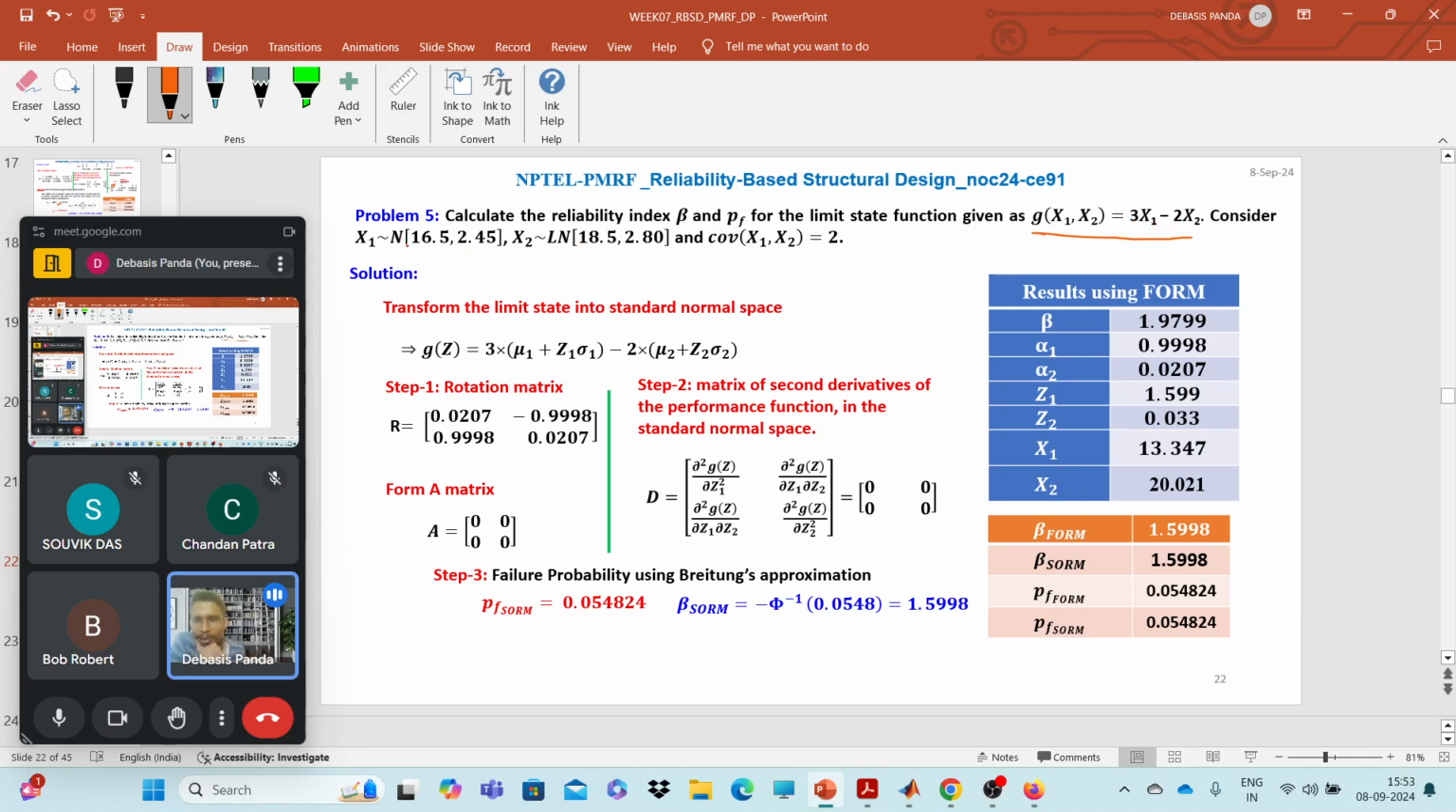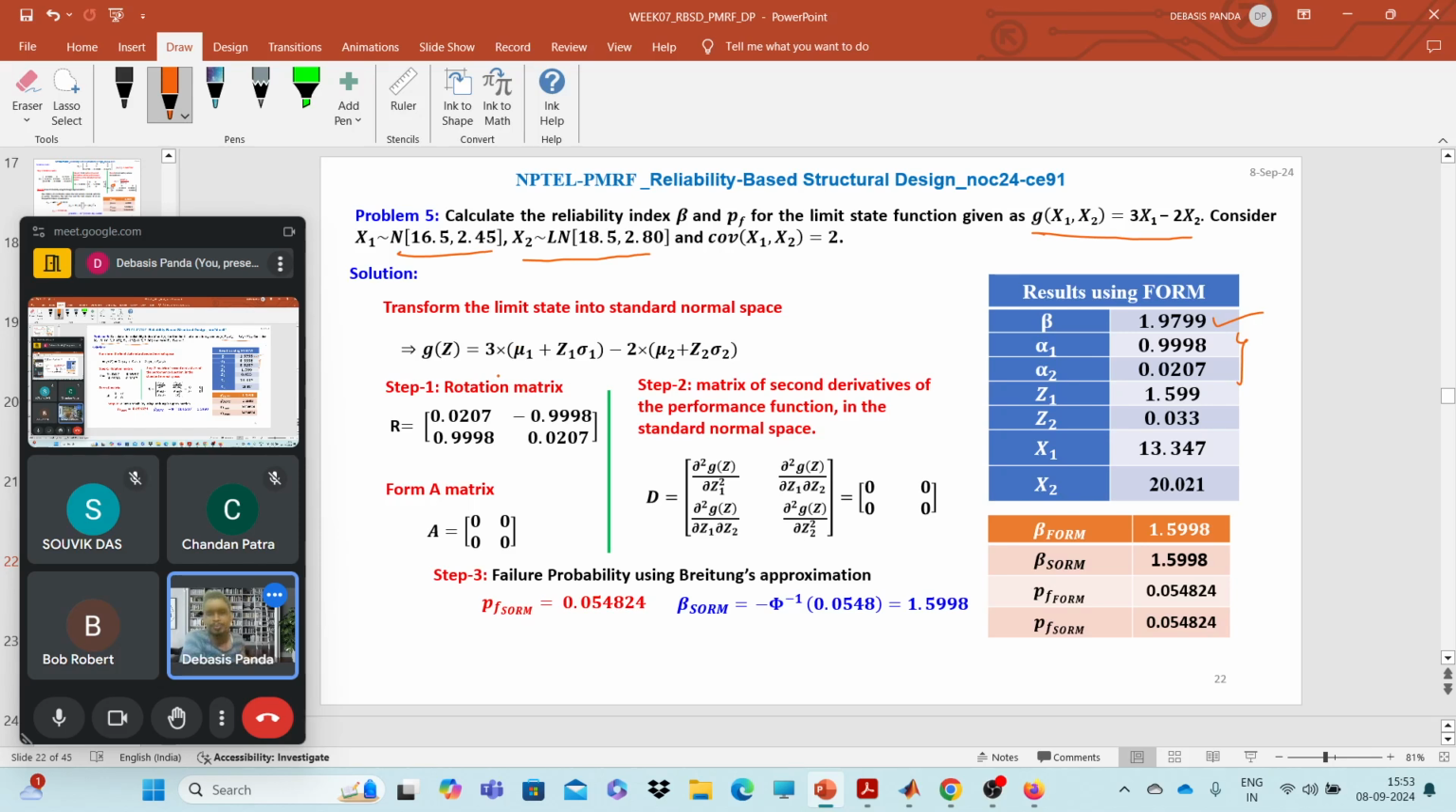Now consider that x1 follows a normal distribution with this parameter, and x2 follows a log normal distribution with this parameter, and also covariance is there. So if we solve this using FORM, we will get this value: beta is equal to 1.9799. In the last class we solved this problem, and I also uploaded it within your problem set, right? If you run it, you will get these values of beta, alpha, and z.